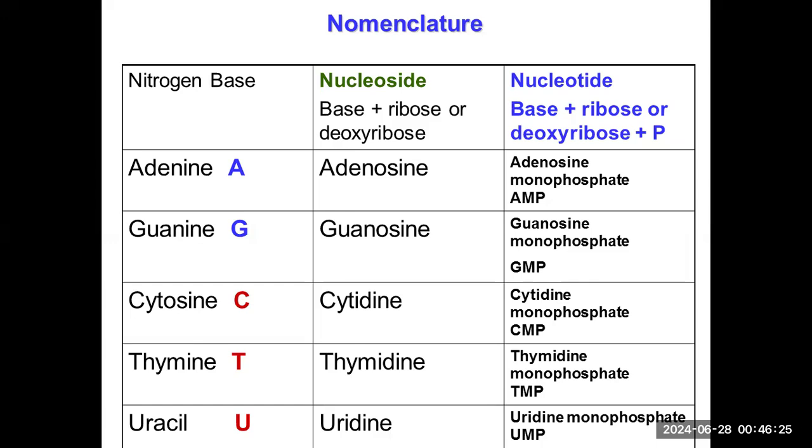For guanosine, guanosine monophosphate or GMP; cytidine monophosphate or CMP; thymidine monophosphate, TMP; and uridine monophosphate, UMP. So these are the nucleotides, and if they contain additional phosphates, then ADP, ATP, similarly GDP, GTP, TDP, TTP are the nucleotides.